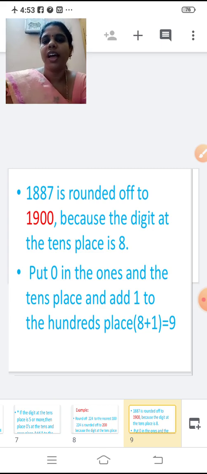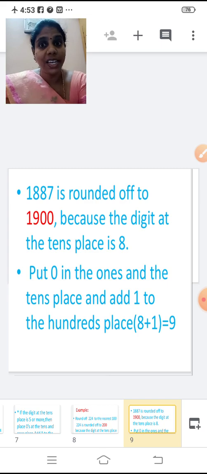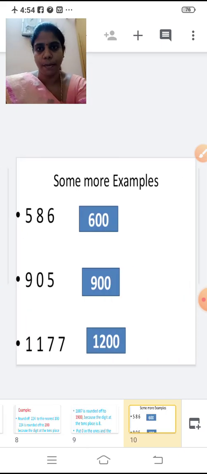What digit are we having at the hundreds place? 8. So 8 plus 1, 9. So 9 in the hundreds place now. Then 1 in the thousands place. So 1887 is rounded off to 1900. Let me repeat. 1887 is rounded off to 1900, since the digit at the tens place is 5 or greater than 5. So I am placing zeros at the ones and tens place and adding 1 to the digit at the hundreds place. Next, we'll see some more examples now.